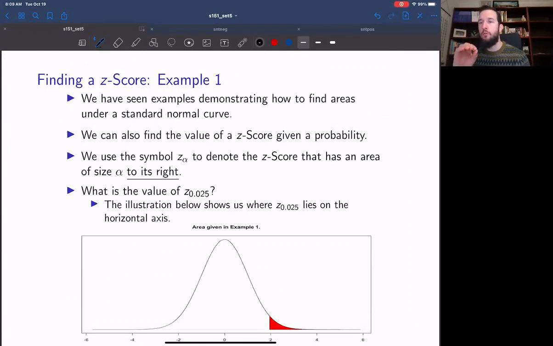Now what we're going to ask is, what if I am given an area underneath the curve? So instead of starting with a value along the axis, I am starting with the size of the shaded area. What Z score will make that area a specific size? That's the question we are trying to answer. So we want to know what value on the horizontal axis, so what Z score, will give us whatever area we are interested in finding.